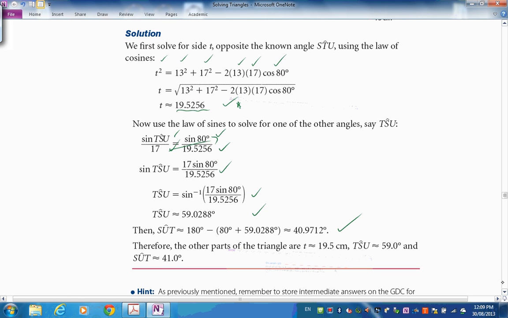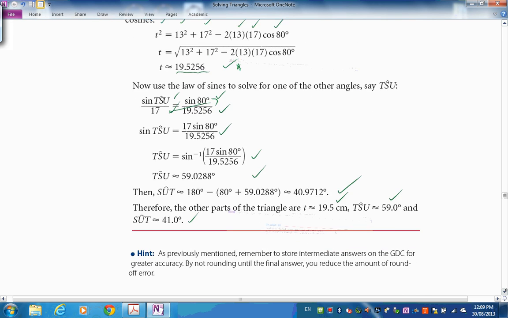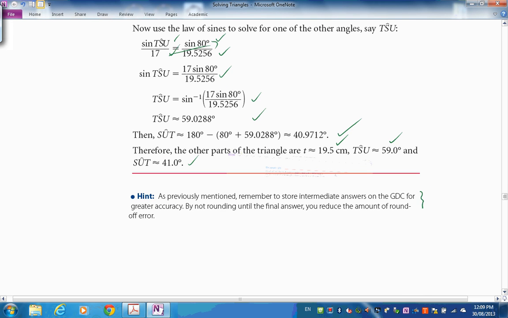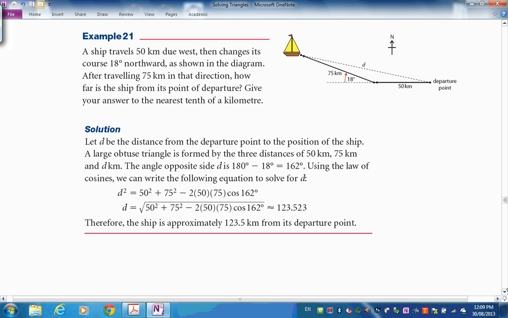All right, so what have we done? We've got a side and the two other angles. We've solved it. And here's Pearson's hint, what I've just been talking about there. As previously mentioned, remember to store intermediate answers and then just shift on the Casio. You can shift the key and recall the answer for the next line of calculation. Don't round off until the final answer, because you will carry an error through each rounding that you do.